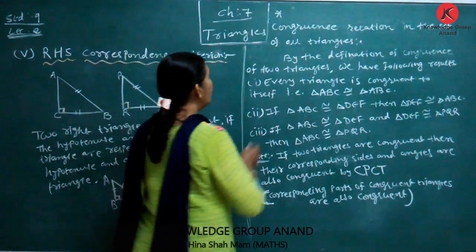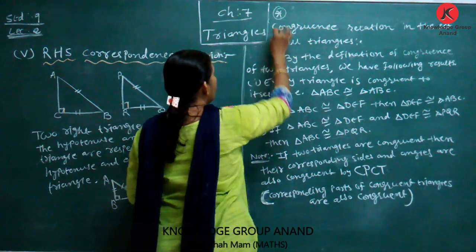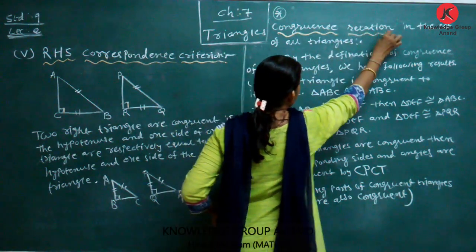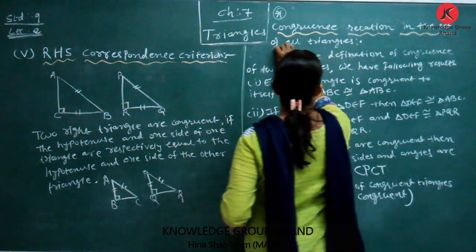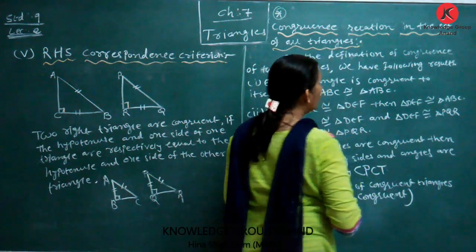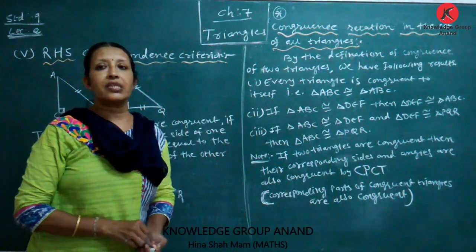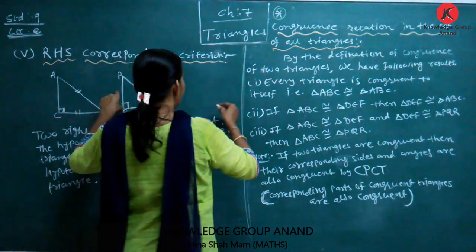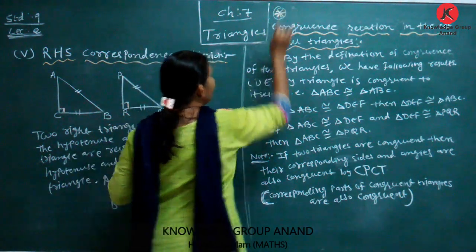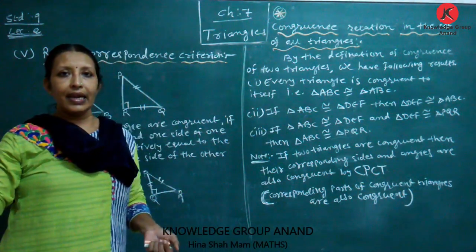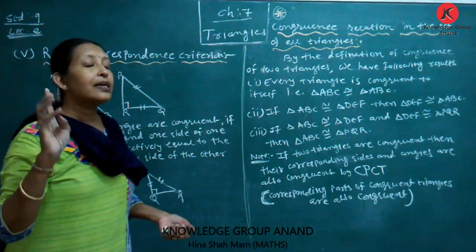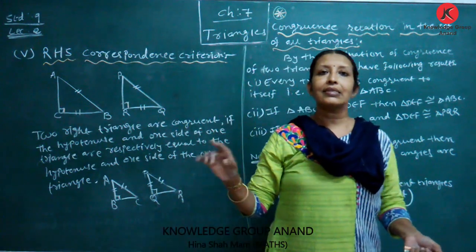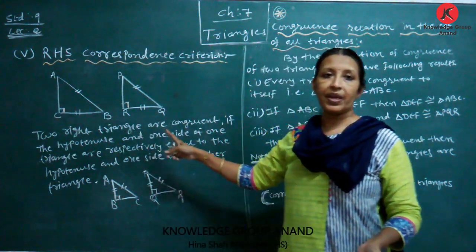Again, new topic: congruence relation in the set of all triangles. We learned 5 conditions. Which are the 5 conditions? SAS, ASA, AAS, SSS and RHS.